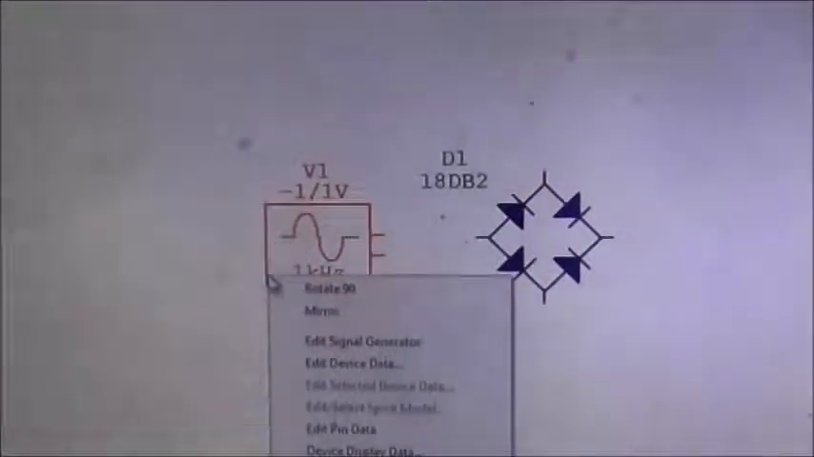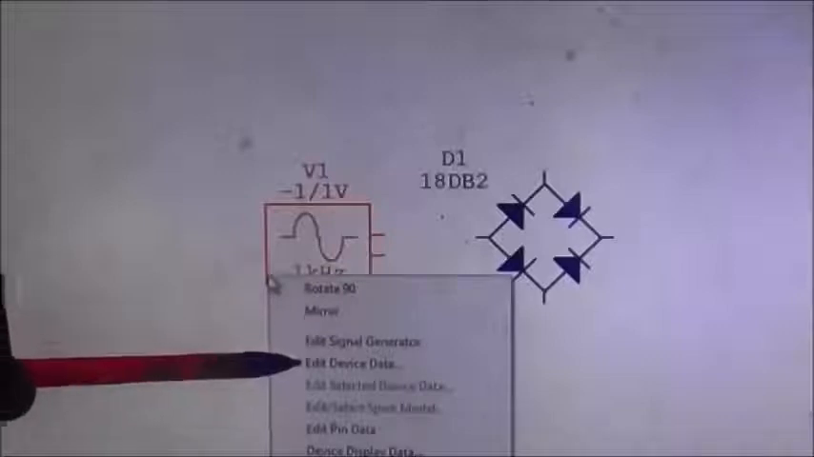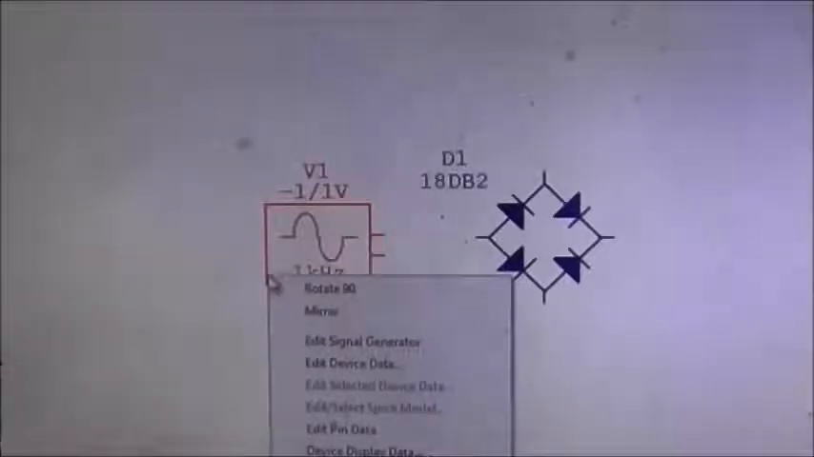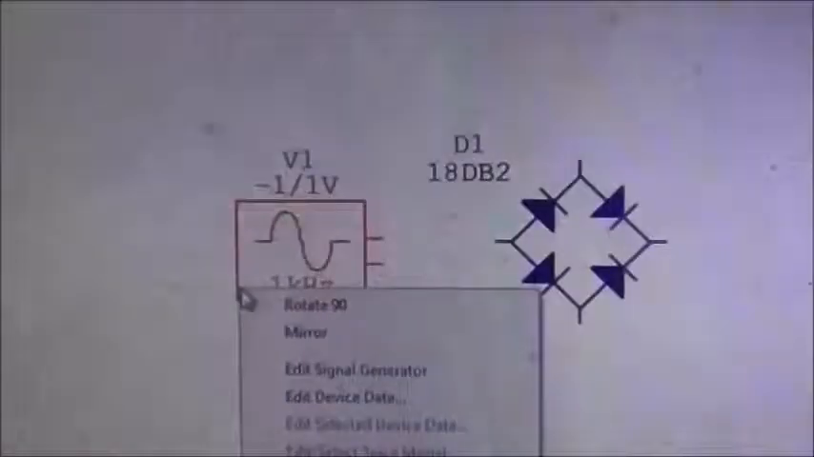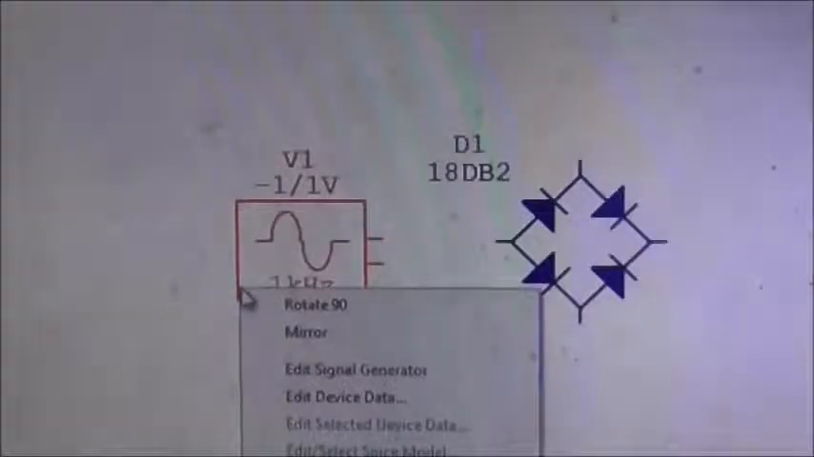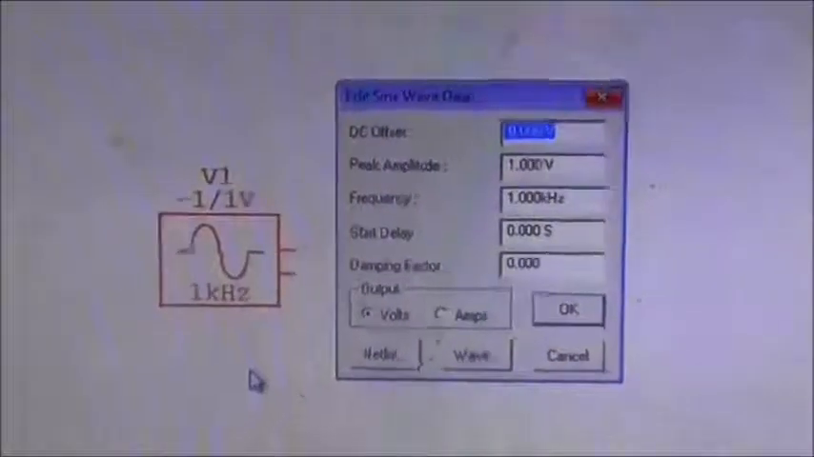this drop down menu. And I've got a lot of options in here. I can rotate it, I can mirror it, and there's edit signal generator, edit device data, edit pin data, device display data, and I can move it, delete it, duplicate it. But what I actually want to do is edit the signal generator, which you can see just here. So clicking on that will bring up this dialog box. Let's zoom in on that.